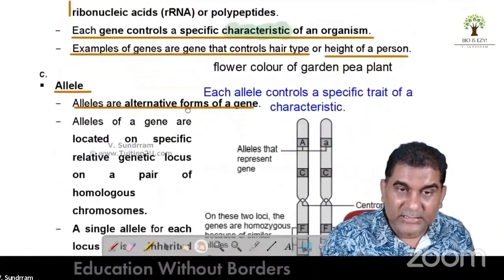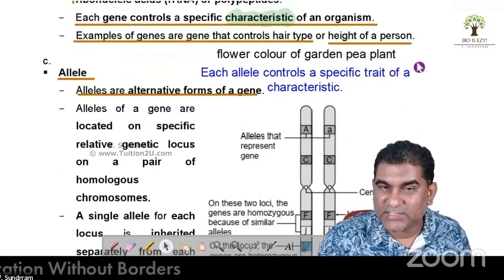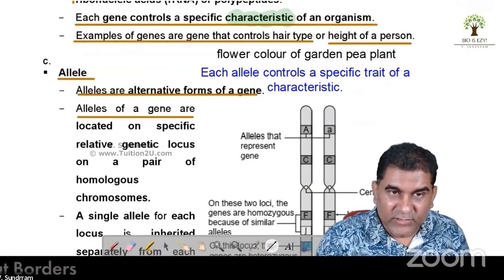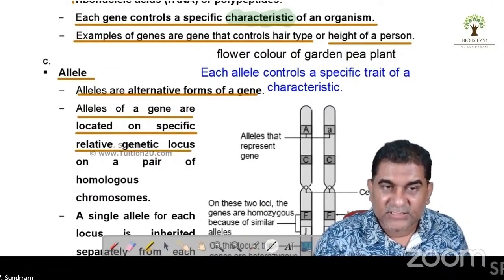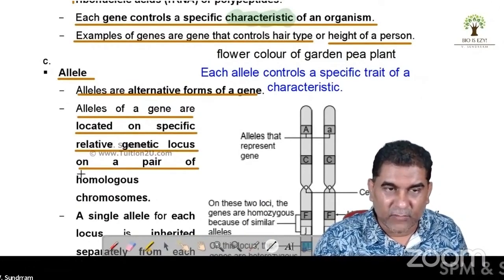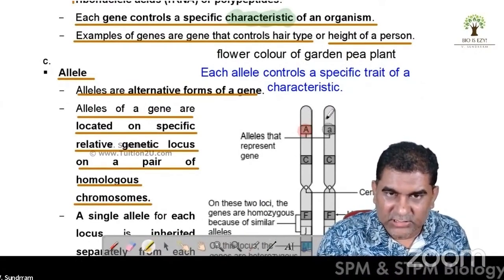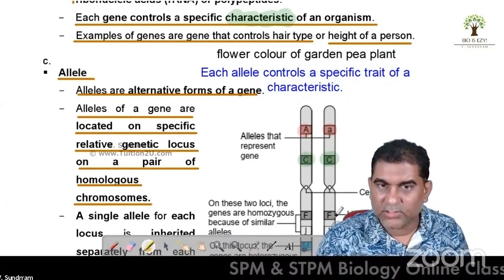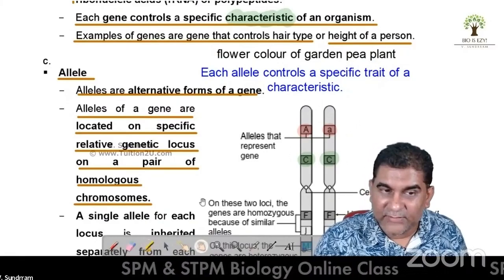Alleles are alternative forms of a gene. Each allele controls a specific trait of a characteristic. Alleles of a gene are located on a specific relative genetic locus on a pair of homologous chromosomes. So this is a locus, this is a locus. This is a locus, this is a locus. Different locus will have different gene.